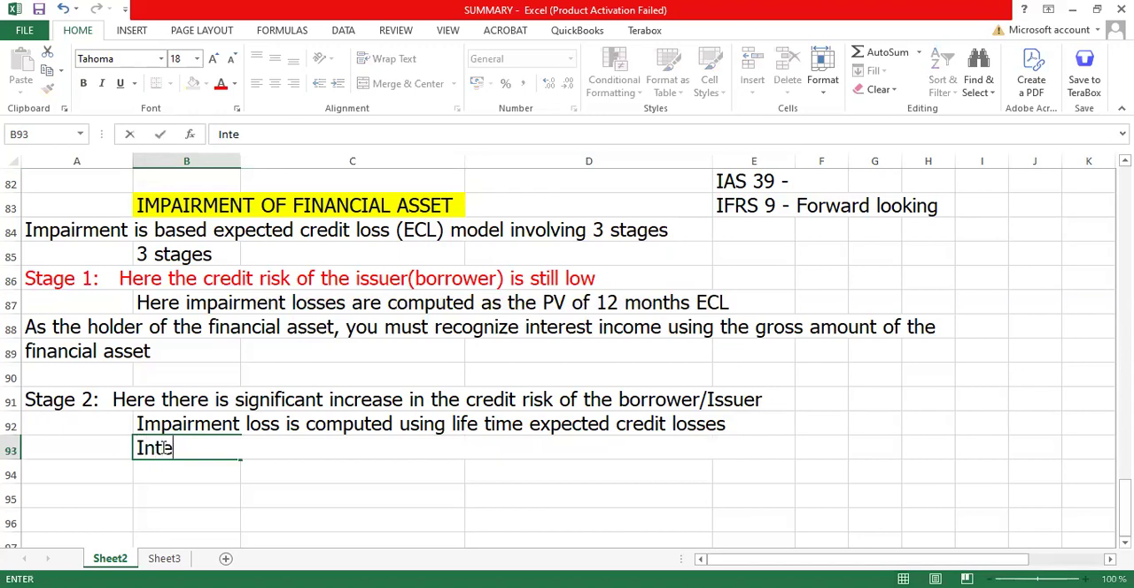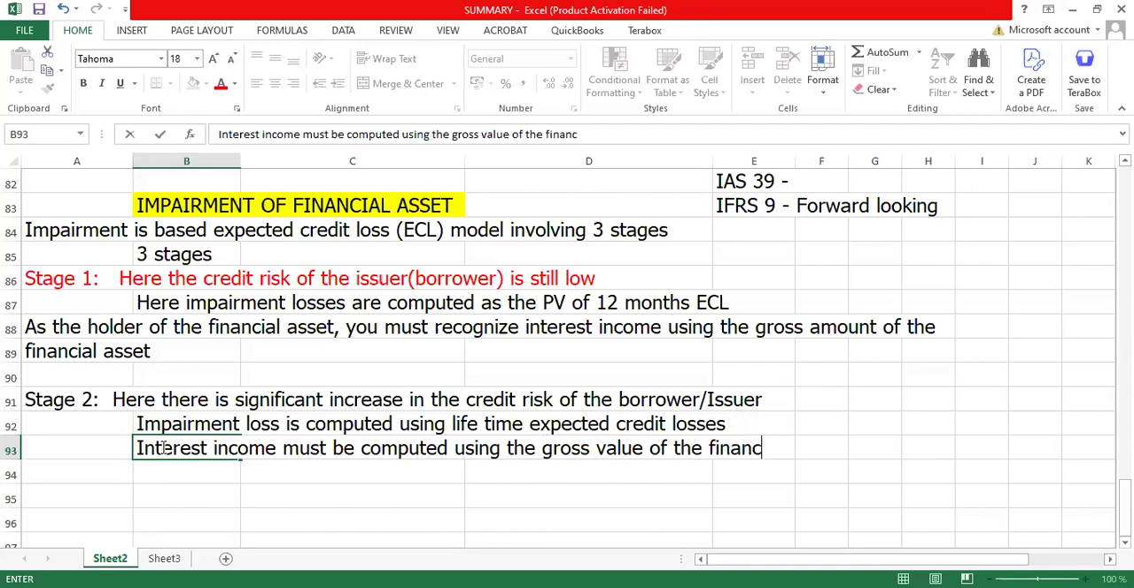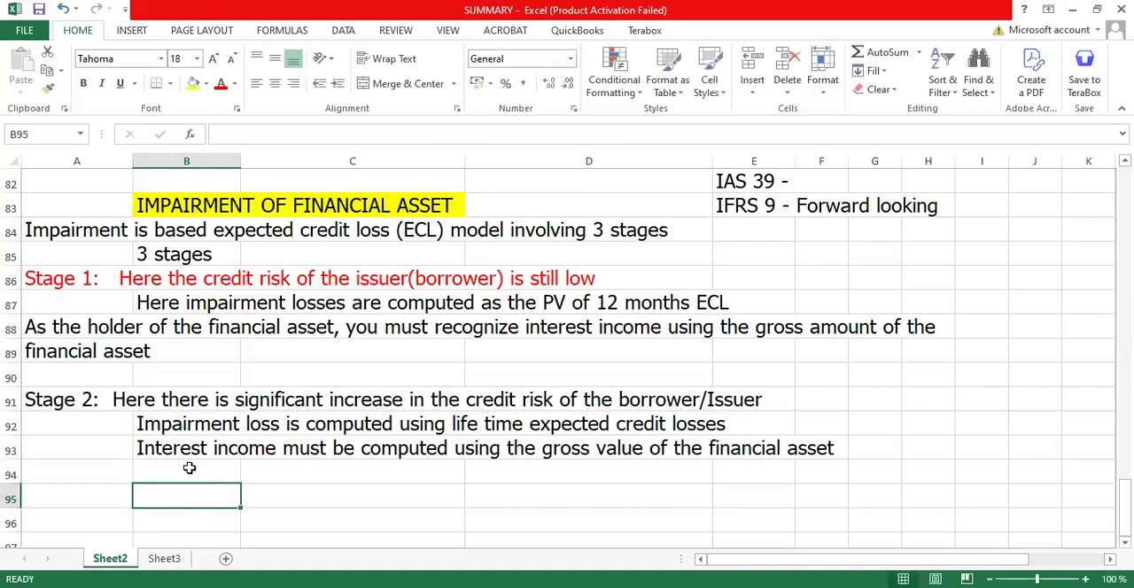Then the interest income must be computed by you, the holder, using still the gross value of the financial asset, still the same. The gross value is like the amount borrowed that I said. So that is stage two.